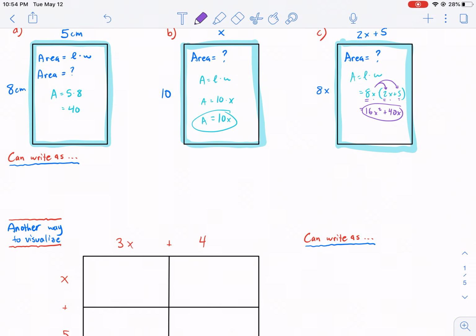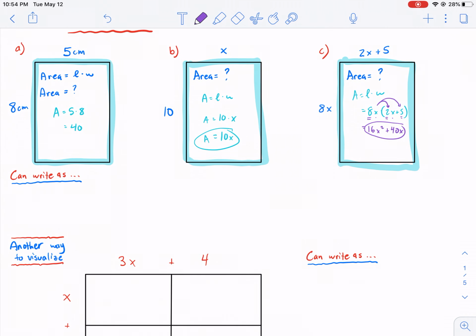Okay. Now, how can we write this? Well, in this problem, we can write the area as, we already wrote it, 5 times 8. This one, the area was 10 times x. And if you want, you could put that in parentheses like that. And then this one, we can write it as 8x times 2x plus 5. These are all equal to the area.